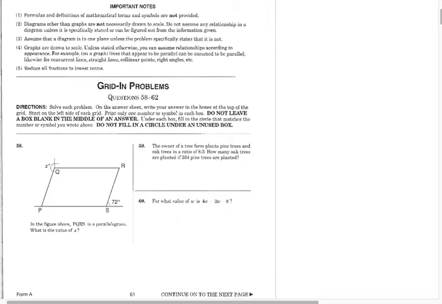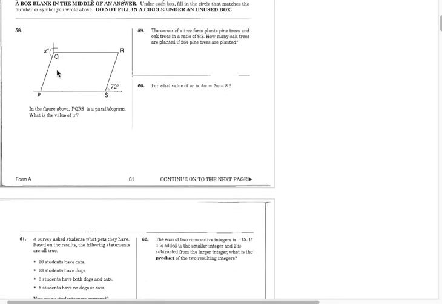This is part one of the walkthrough for the 2017-2018 SHSAT workbook. We are going to be doing Form A today, questions 58 through 69, which include the new grid-in questions where there are no multiple choice. All right, so let's start with those.